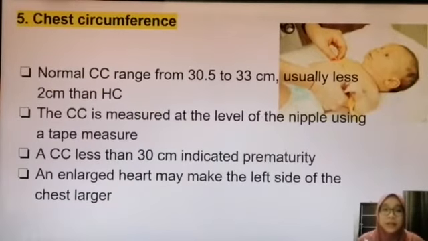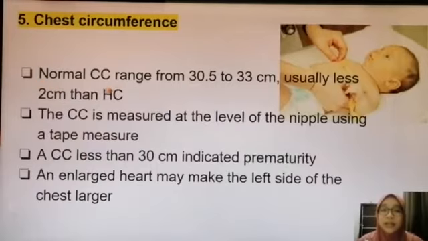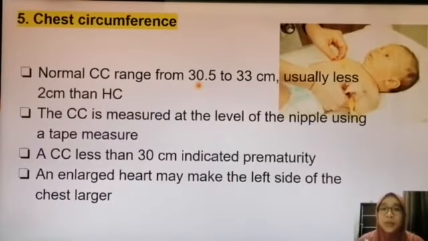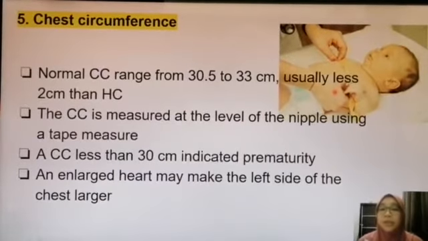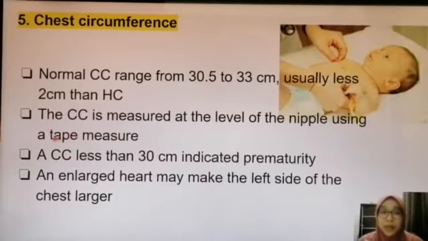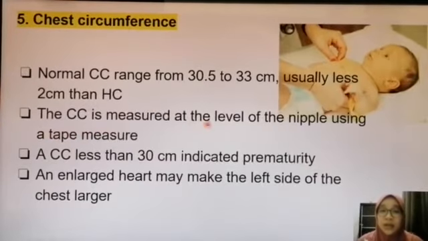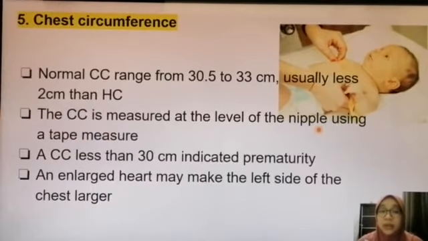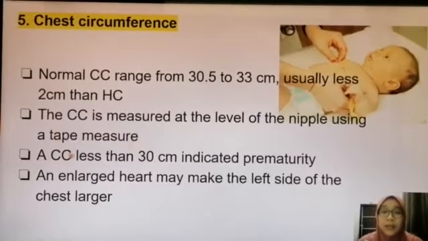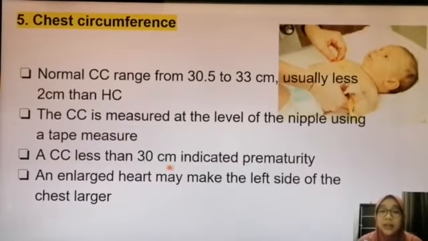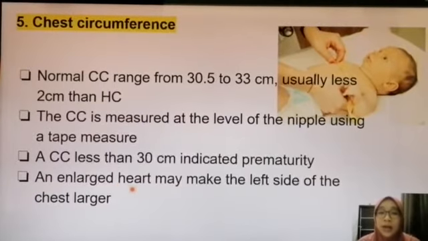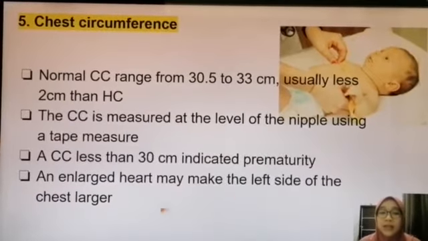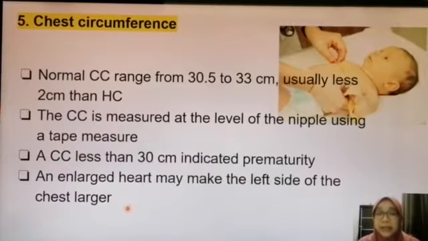For chest circumference, normal chest circumference ranges from 50.5 to 52 centimeters. The chest circumference is measured at the level of the nipple using a tape measure. A chest circumference less than 50 centimeters indicates prematurity, and an enlarged heart may make the left side of the chest larger than the right side.